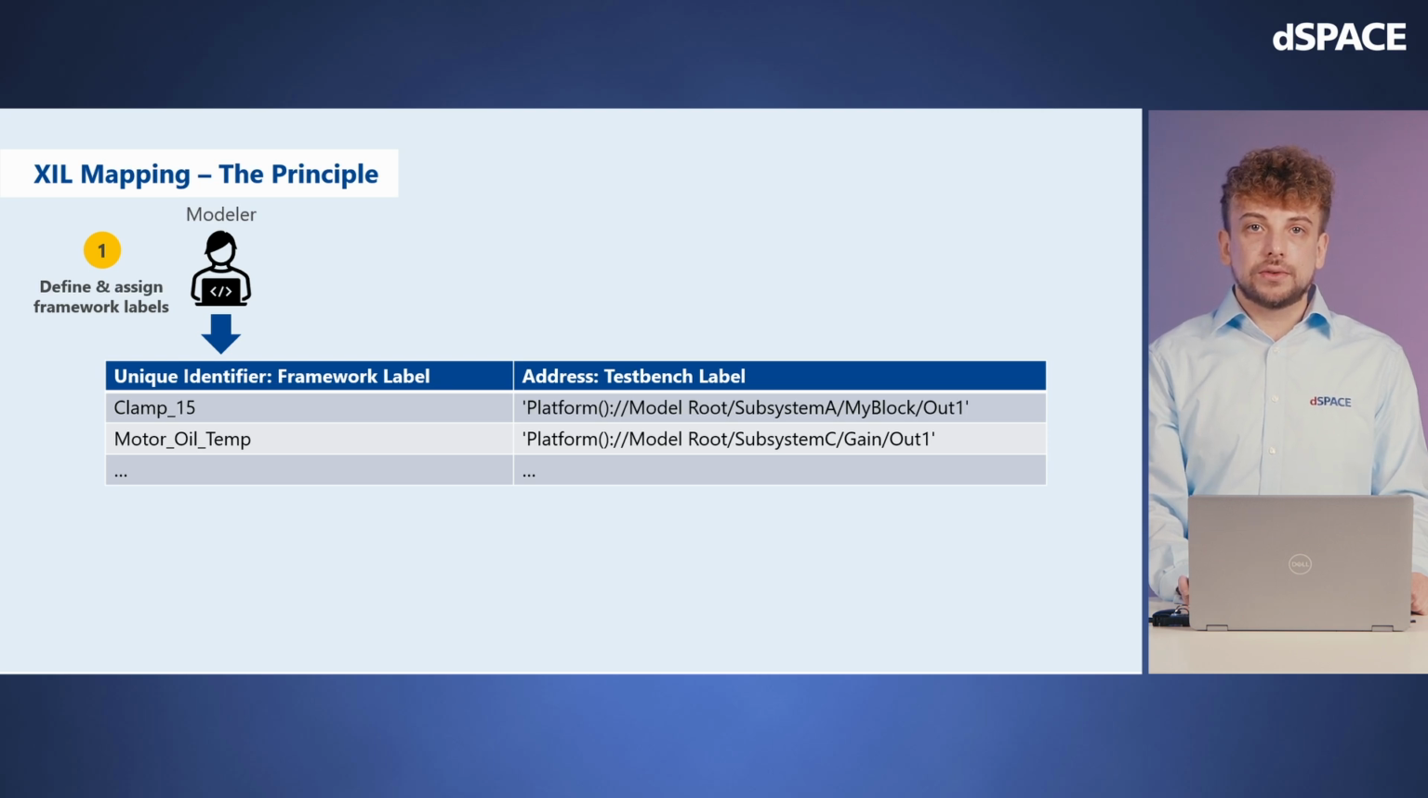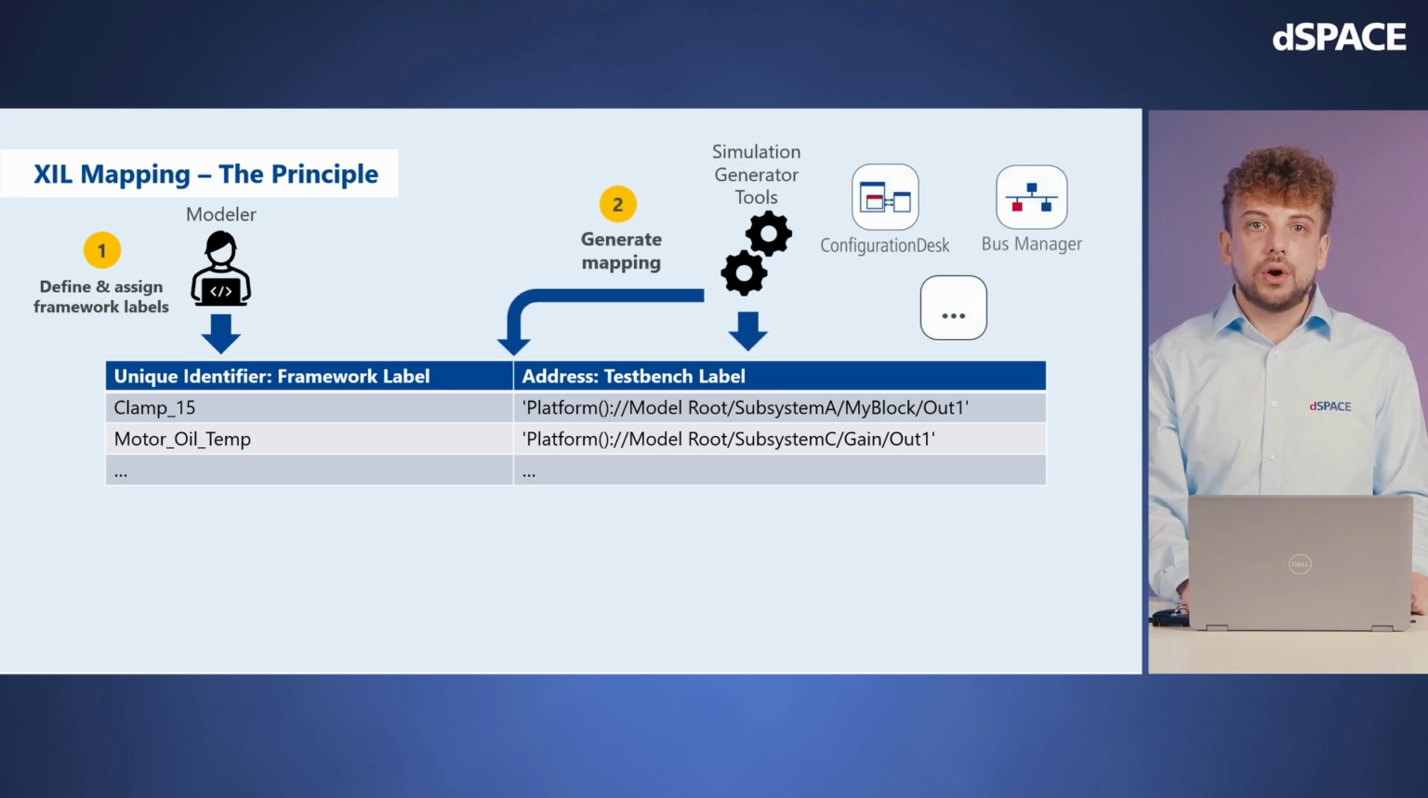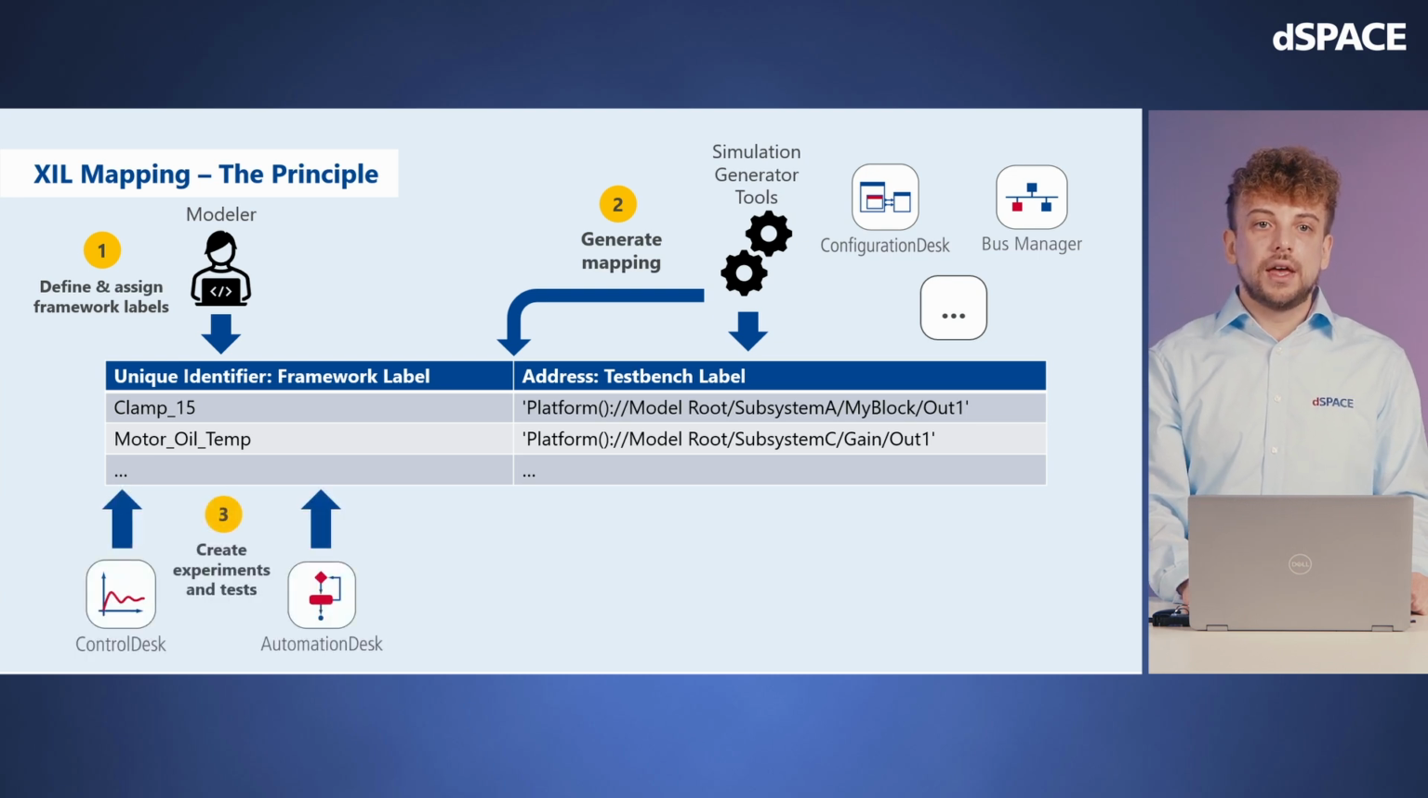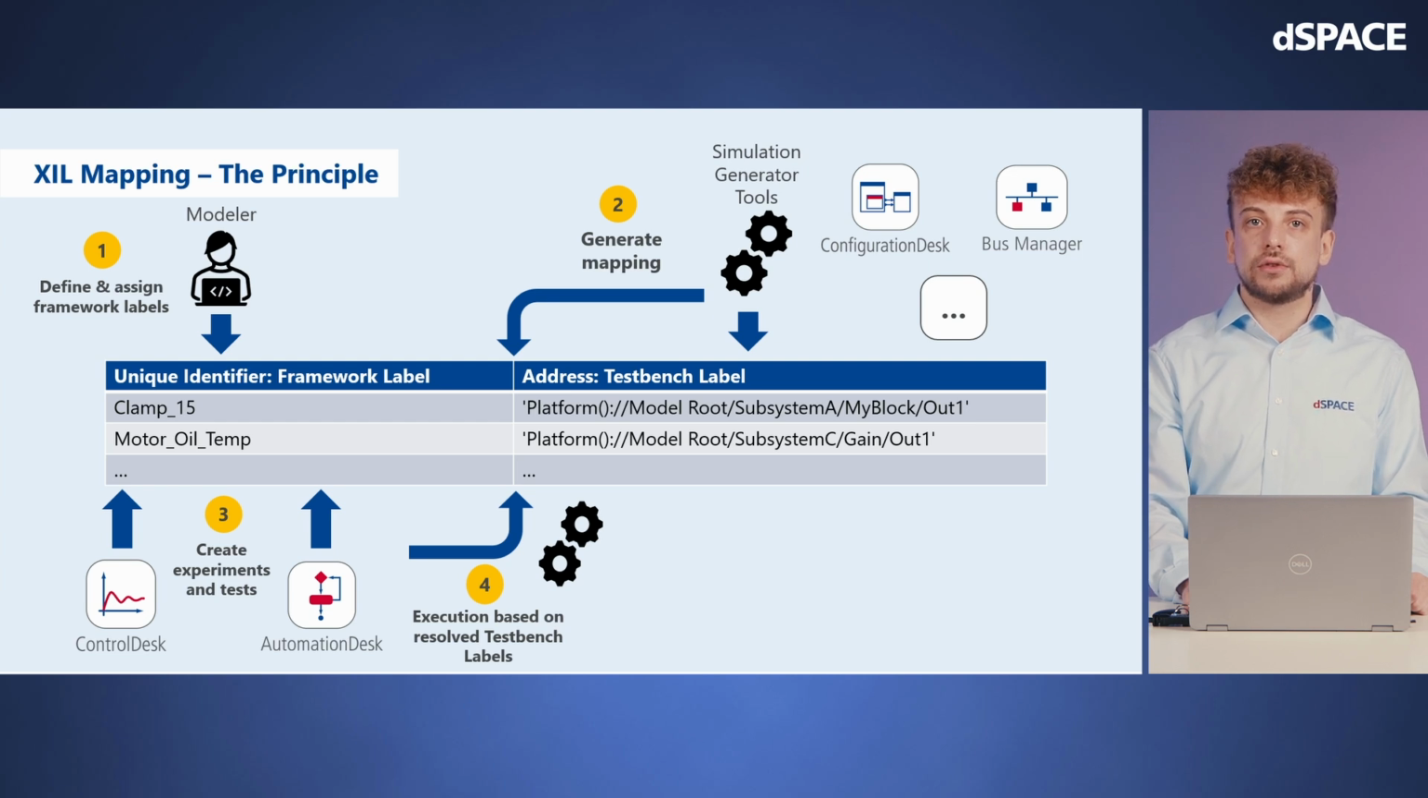After this, we go to the second step, and now we generate the mapping file by using our simulation generator tools. We can use, for example, Configuration Desk or the Bus Manager. Then in steps 3 and 4, we create experiments and test scripts inside ControlDesk and AutomationDesk and execute them based on the resolved test bench labels.